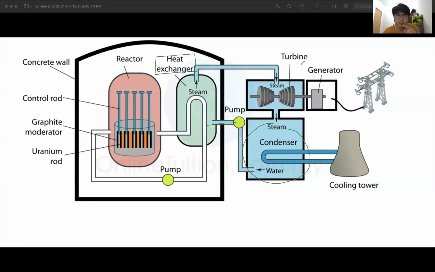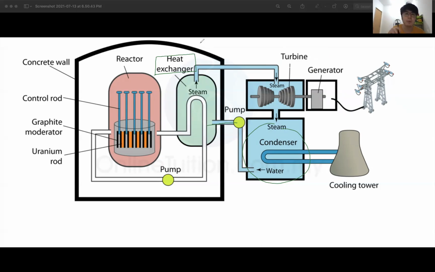Okay, so in order for the water to condense, there must be a cooling tower to get the heat away from the steam, so that the steam can condense into water. So basically, this is how the power station works. In any power station, same principle. They have turbine, they have generator, they have condenser, everything.